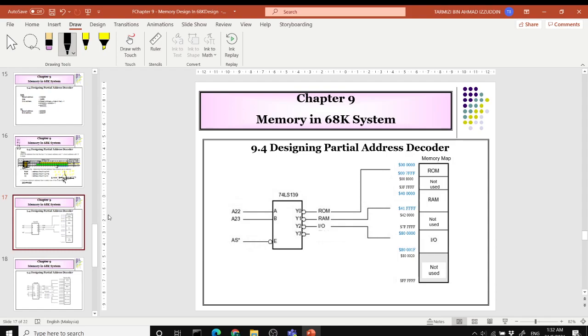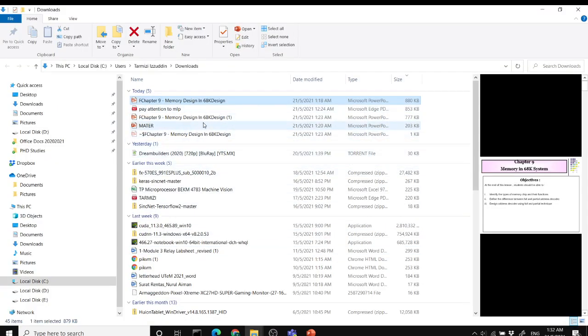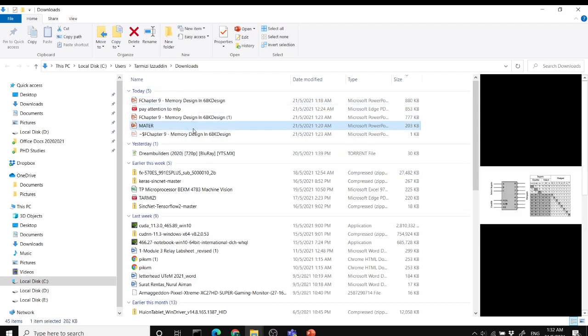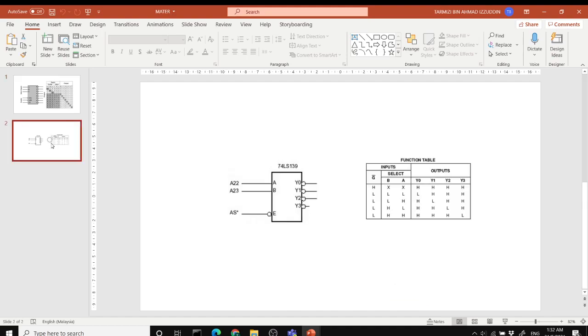So if you look at this data sheet, they have this truth table which you can check. So for 74LS139, depending on the input AB over here, you have a different output, Y0, Y1, Y2 and Y3.